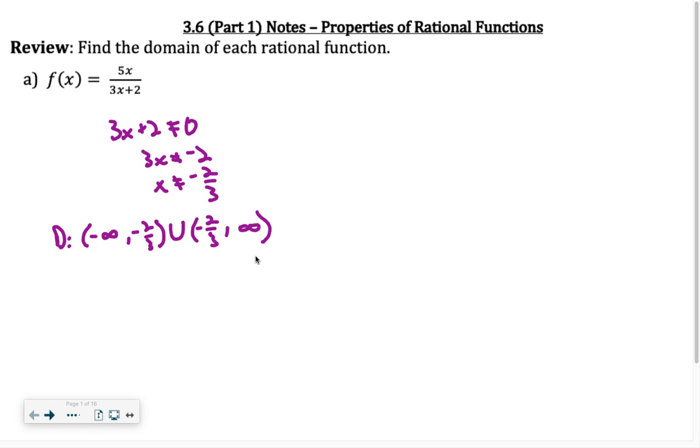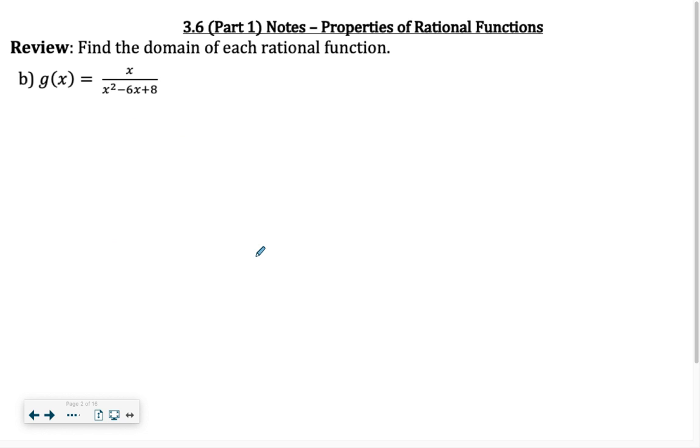All right. Same idea for the second one. Okay, but this time we have a quadratic in the denominator, but same thing. I want to say this quadratic cannot equal 0. So here I can factor, right? If I factor this, two numbers that multiply to positive 8 that add to negative 6, I think that would be negative 4 and negative 2. So this would factor into x minus 4 and x minus 2.